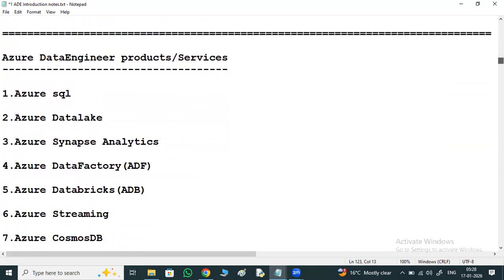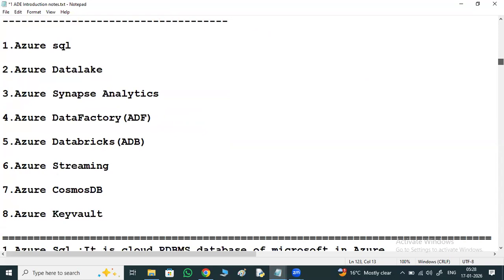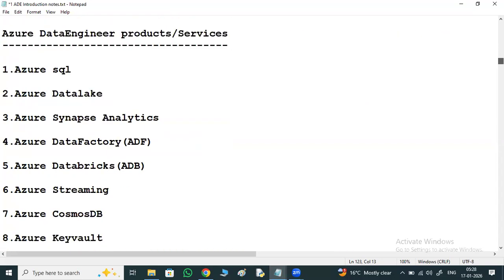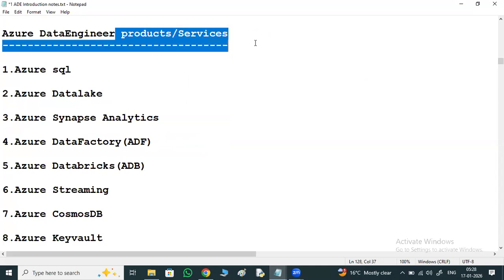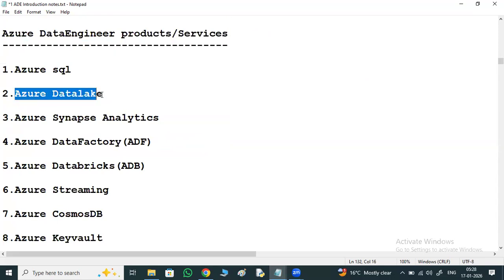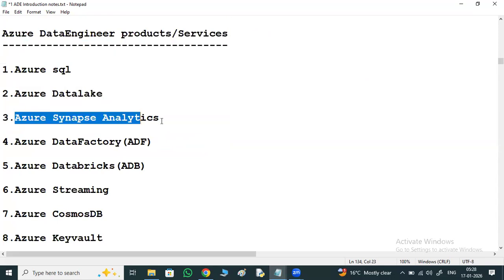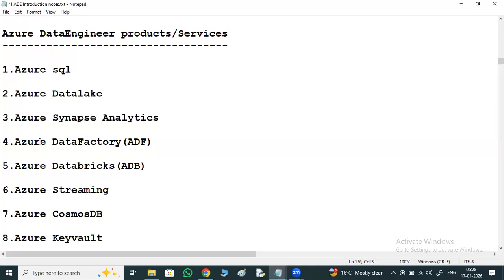So, data engineering products or services. Azure data engineering products or services: Azure SQL, Azure Data Lake, Azure Synapse Analytics, Azure Data Factory, Azure Databricks, Azure Streaming, Azure Cosmos DB, Azure Key Vault.